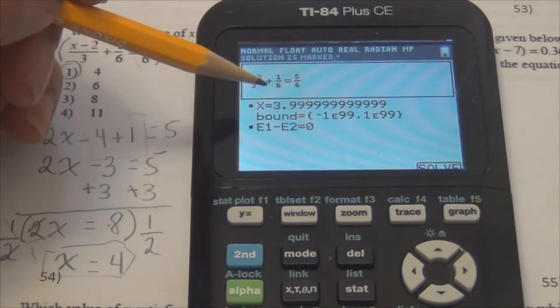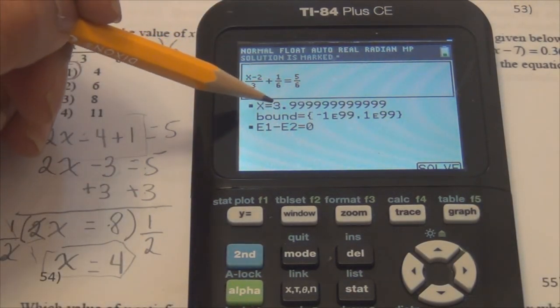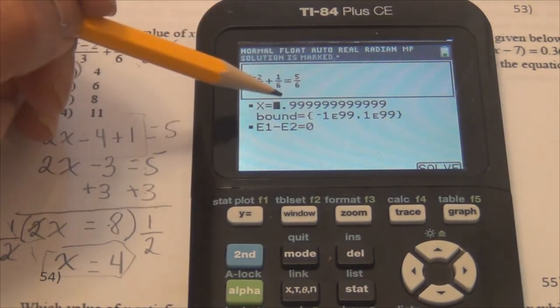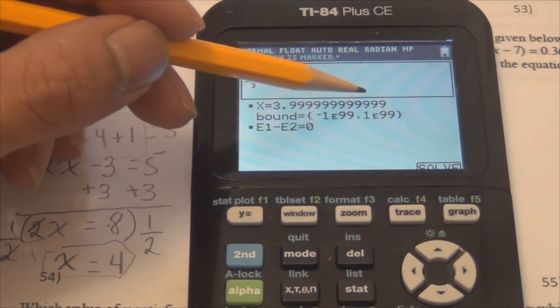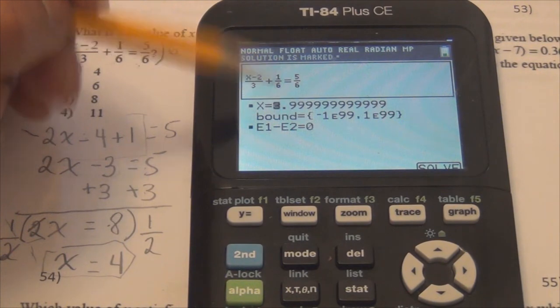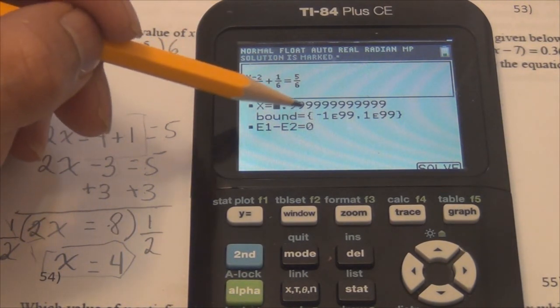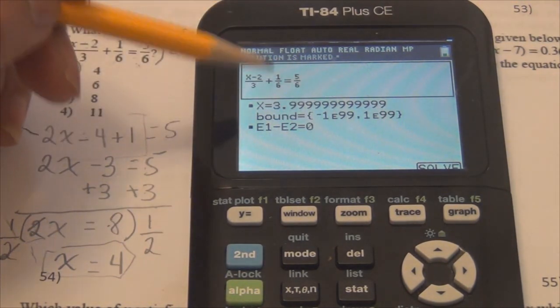Now notice something. It's giving you an answer of 3.9999999. Every time you see this type of answer, just round it to the nearest integer. So in other words, 3.9999999 turns into 4.